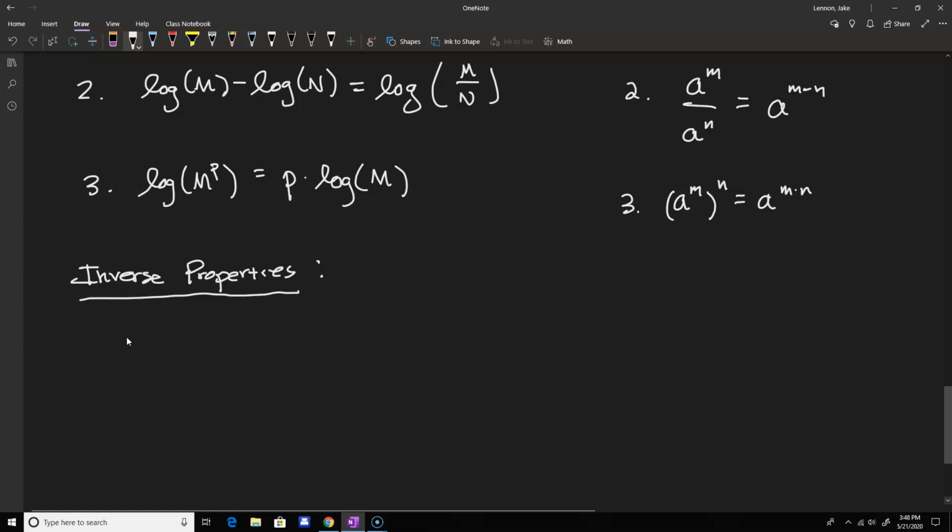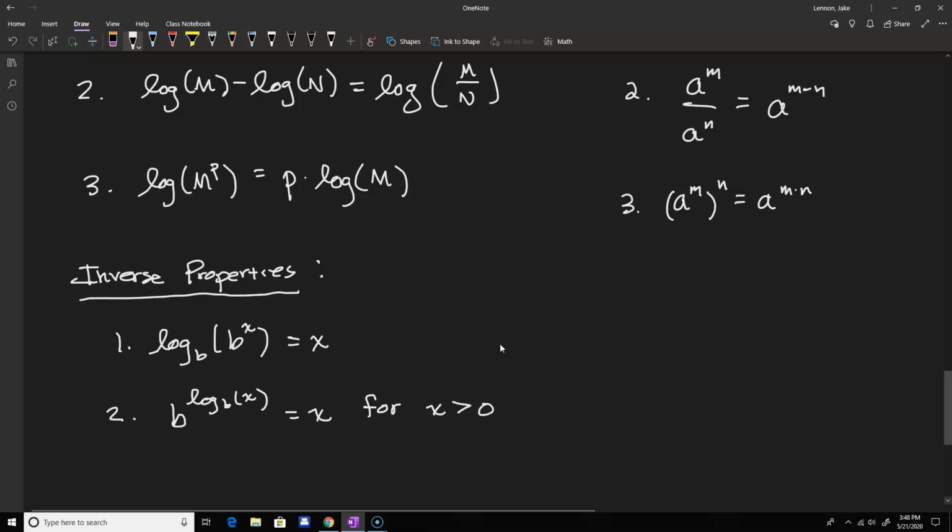Basically, if you have the log base b of b to the x, this is equal to x for any x, because b to the x will always be positive and won't cause any problems in the domain of the log. And we also have b raised to the log base b of x. This is equal to x, but because x is the input of the logarithm and the exponent there, this is only true for x greater than 0.